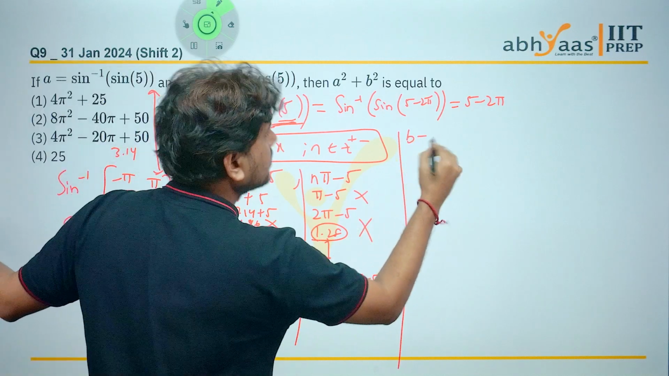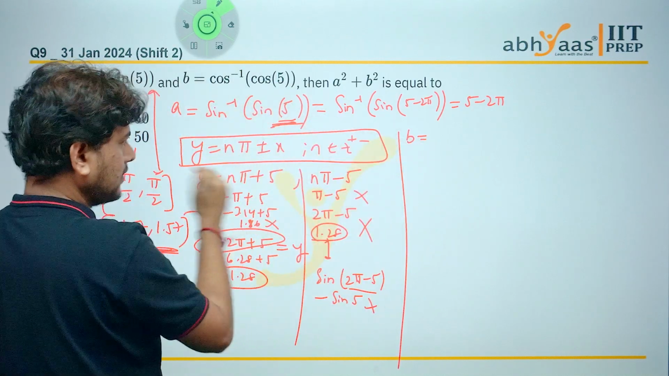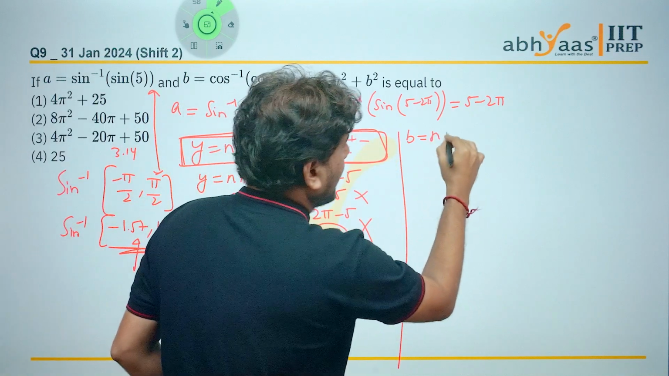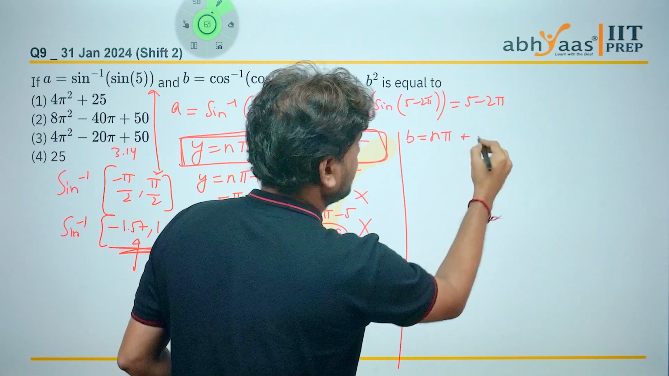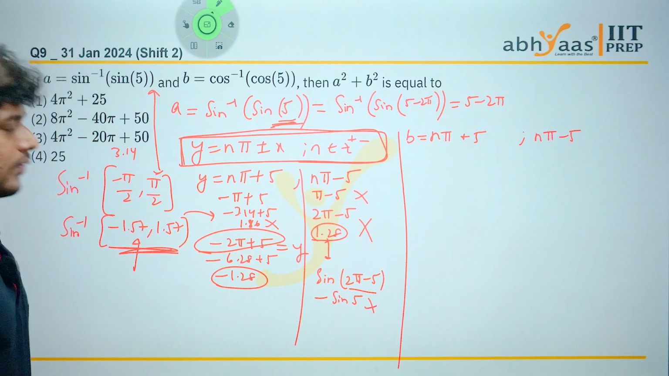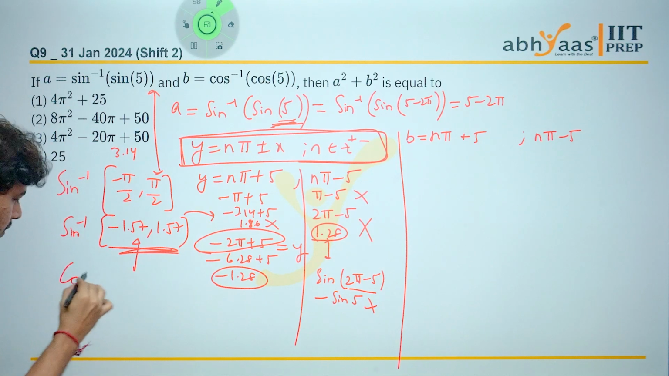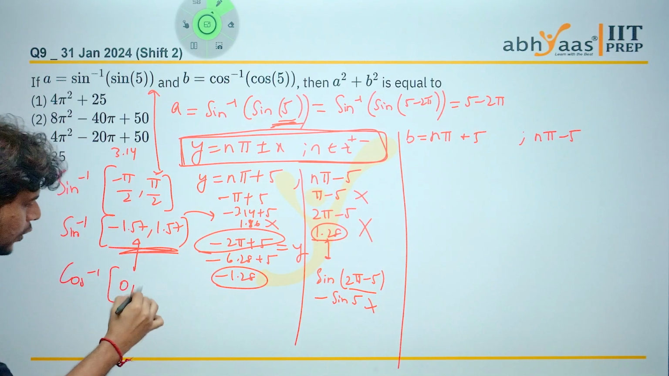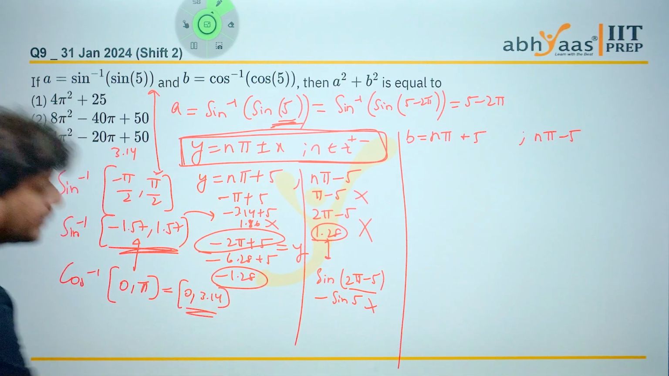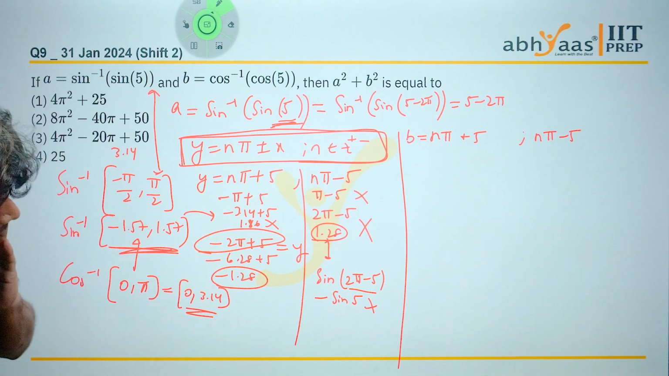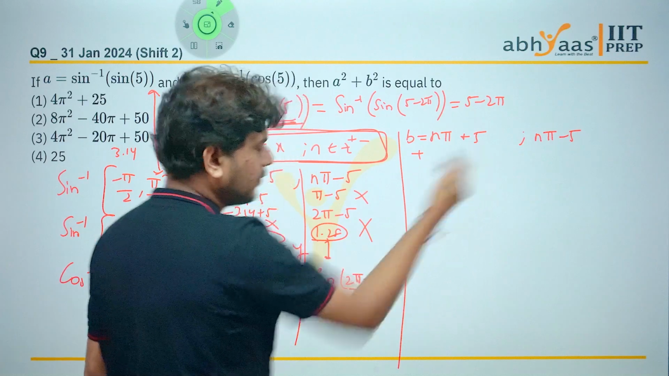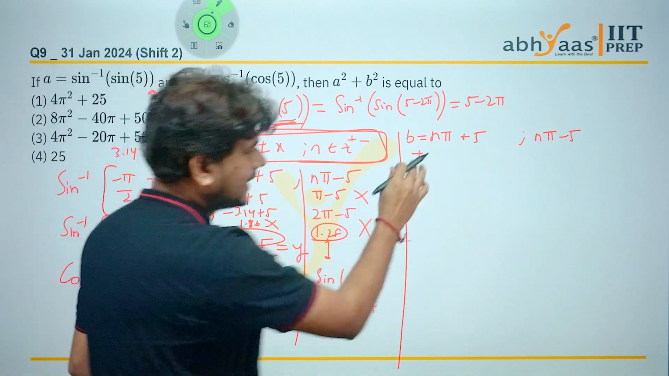So B is equal to cos inverse cos 5. Again using this formula, n pi plus 5, n pi minus 5. Where does the cos value lie? Cos inverse value will be from 0 to pi, right? That is 0 comma 3.14. It should be under 0 comma 3.14. If we take positive values, we are going to exceed this, so we'll just take the negative values.